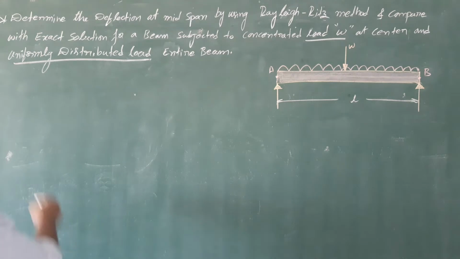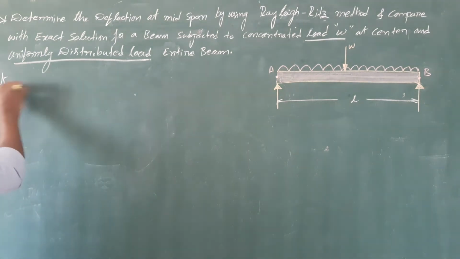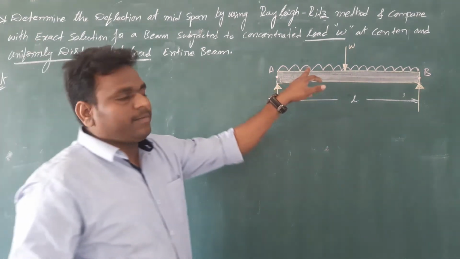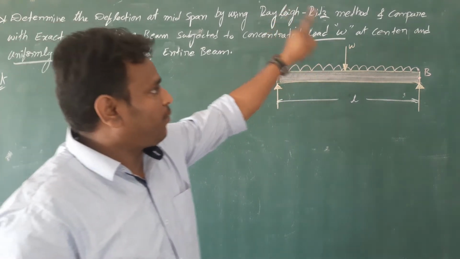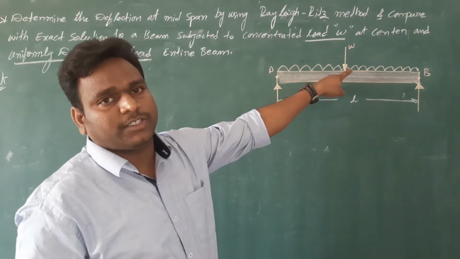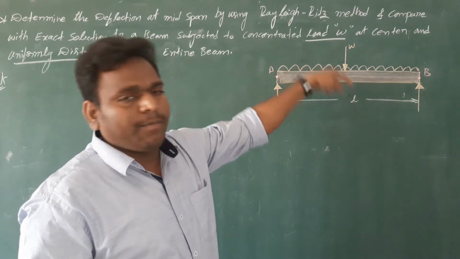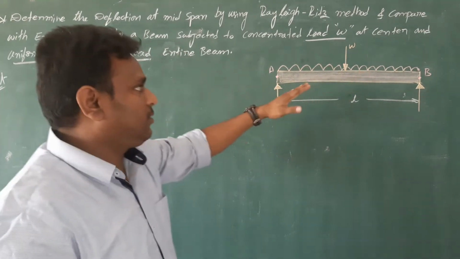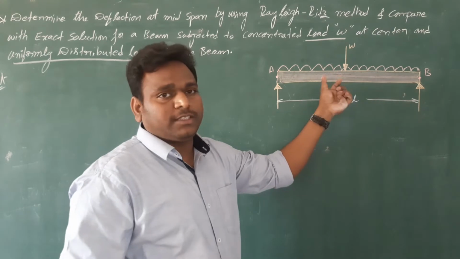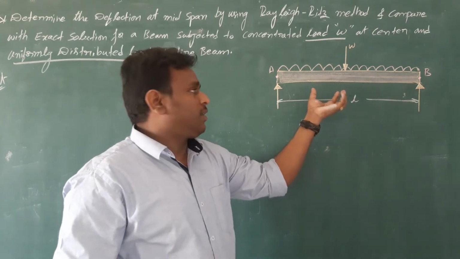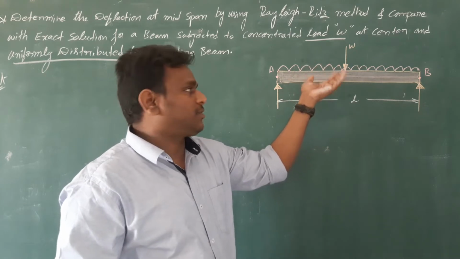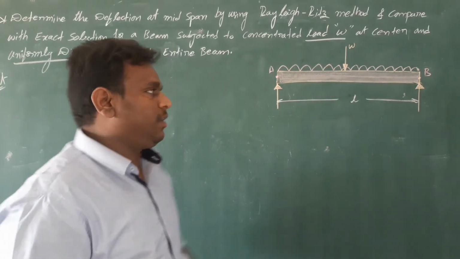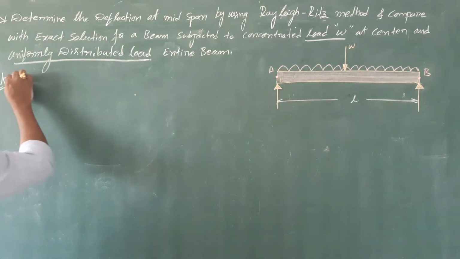Now, we have already done videos on the individual uniformly distributed load, and I have derived the deflection equation for the point load also. Here it is a combination load, so I am utilizing some information from those videos. I have already derived that, so that's why I am utilizing the direct equation here.